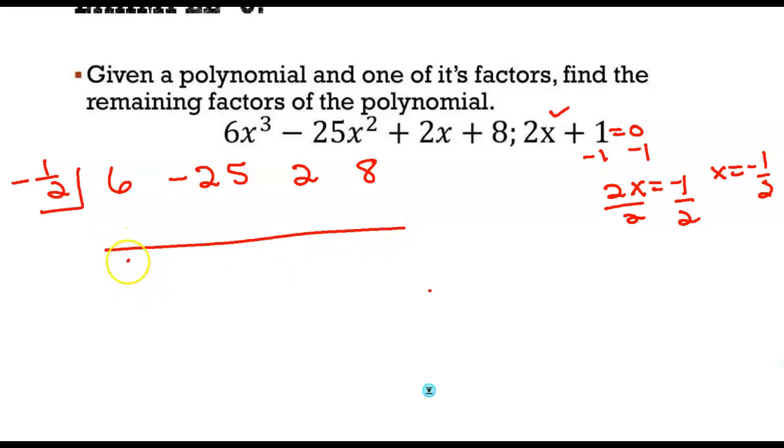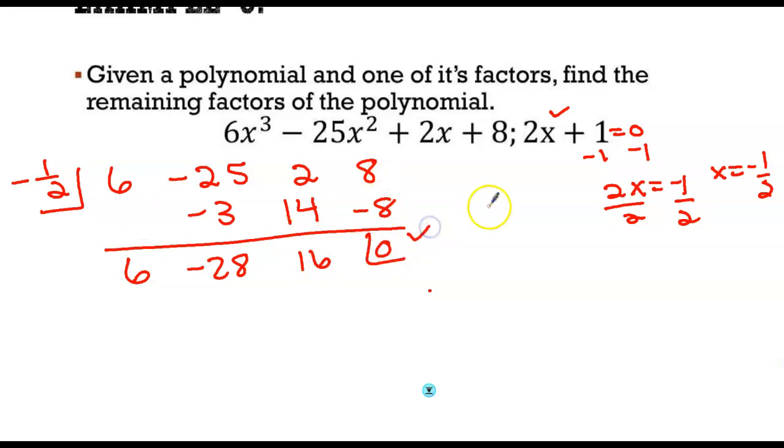And let's get started. Bring down the 6. Get negative 3. Positive 14. Negative 8. So we wanted it to be that 0 because it told us it was one of the factors.